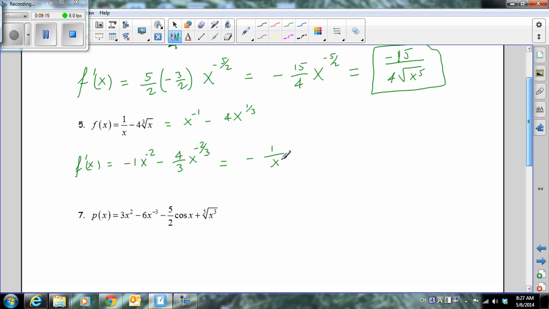Which is equal to -1 over x squared minus 4 over, the 3 stays on the bottom. I can say it's the cubic root, because 3 is on the bottom, cubic root of x squared. And this will be our best answer.